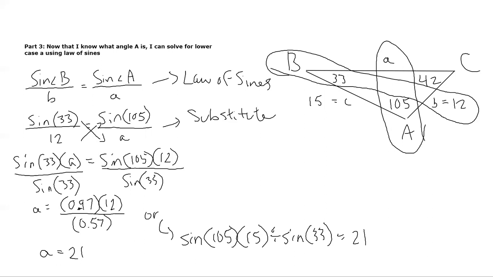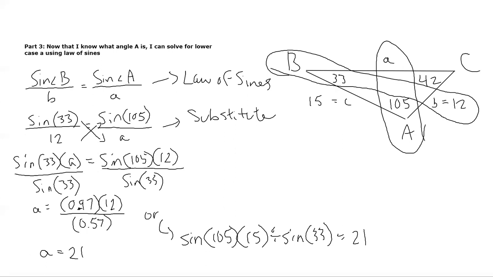I'm going to substitute what I know. Since I know that sine of B, right? That measure angle, sine of measure angle B is 33. 33 in parentheses divided by 12, because lowercase b is 12, equals sine of capital A, which we found out in the last step, right? In the last part, that is, it's 105. So 105 divided by lowercase a, we don't know what lowercase a is.